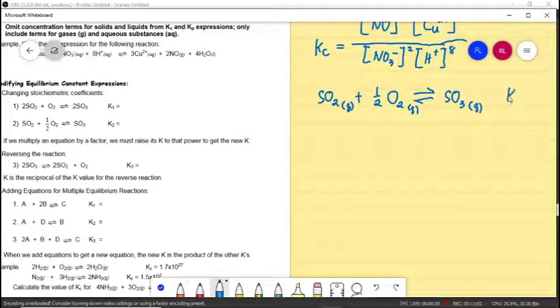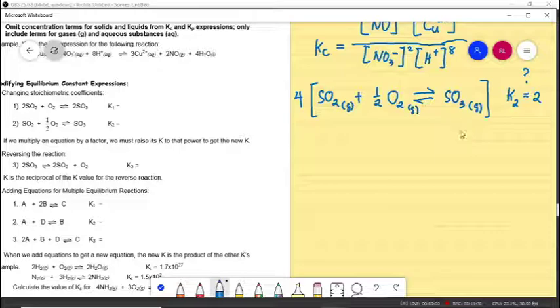Let us say that the value for K sub 2 is 2. So this is just a hypothetical value. Now, if I am going to multiply this equation by 4, what will happen to your K sub 2? That's the question. What will happen to your K sub 2? Okay. So what do you think?